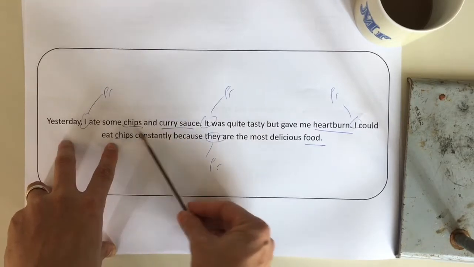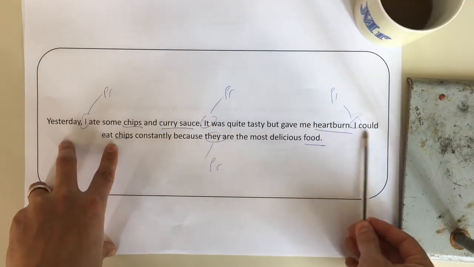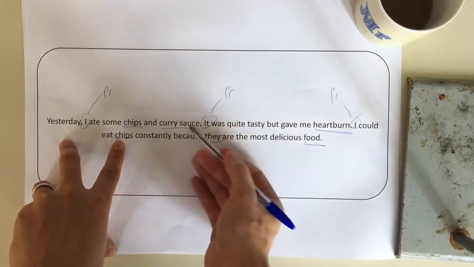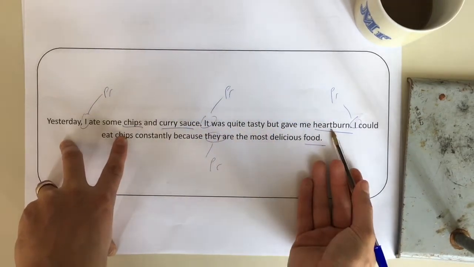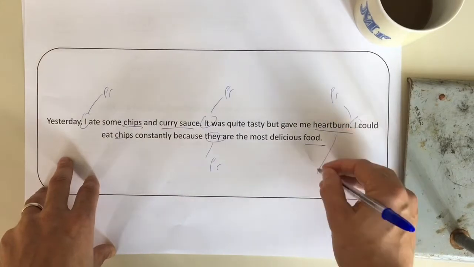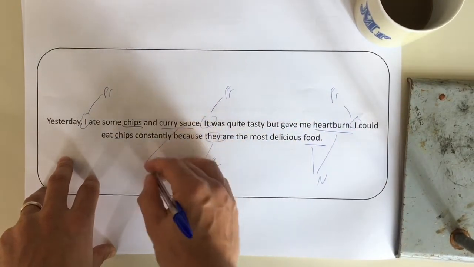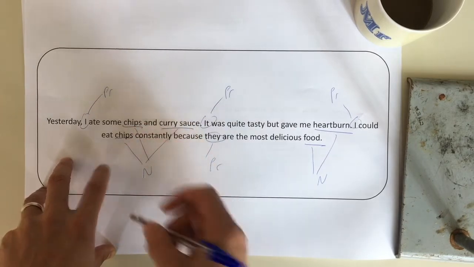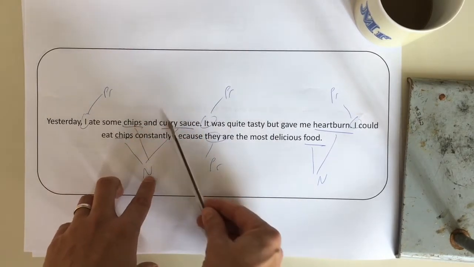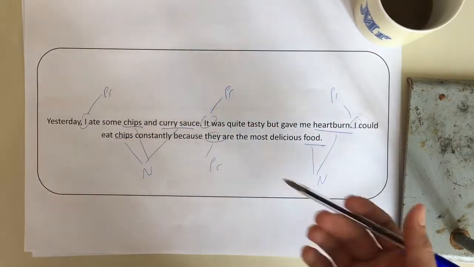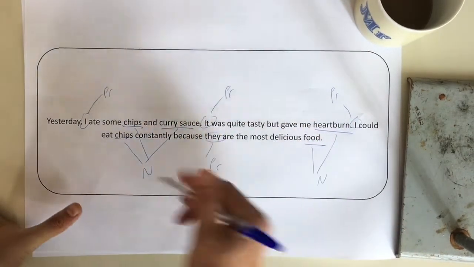Okay. Yesterday I ate some chips and curry sauce. It was quite tasty but gave me heartburn. I could eat chips constantly because they are the most delicious food. So food, curry sauce, chips, and heartburn are all things, so they are nouns. Okay, so we've got noun. They're things.